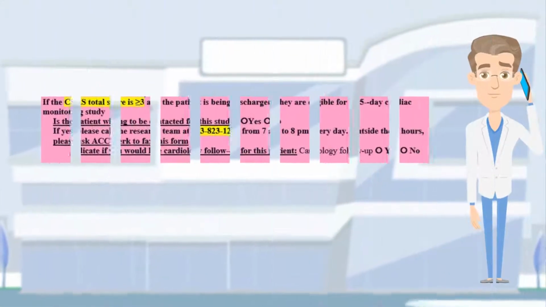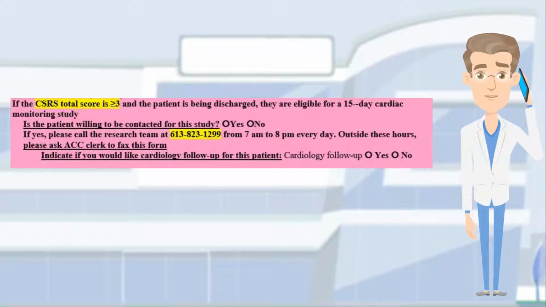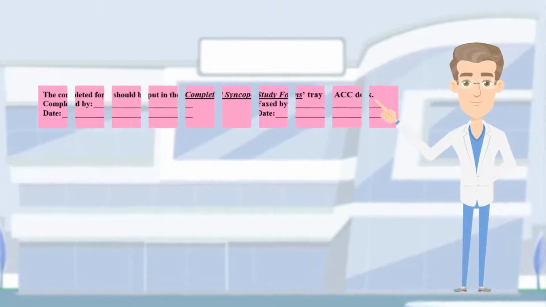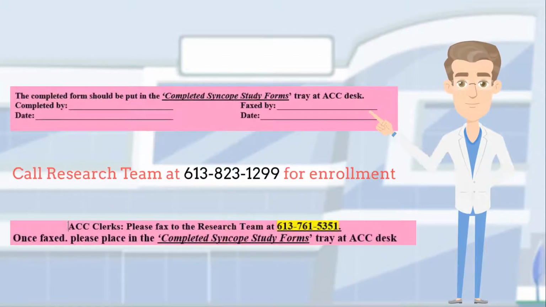If the total score is 3 or more, and the patient is being discharged from the emergency department, please request permission from the patient to be contacted by the research team. Indicate if you would like an outpatient cardiology follow-up for this patient. Once the patient agrees, please complete the form and ask the ACC to fax the form to the number provided in the form. Leave the completed and faxed form in the designated tray in the emergency department. Call the research team at 613-823-1299 so the team can contact the patient for enrollment.